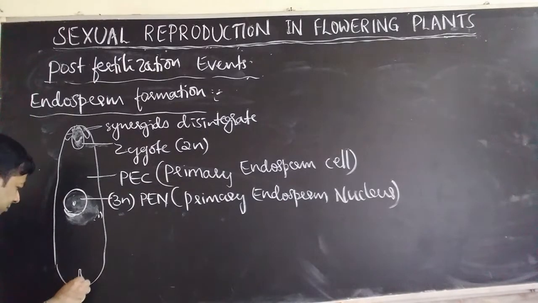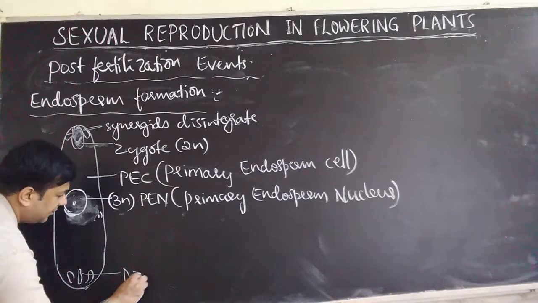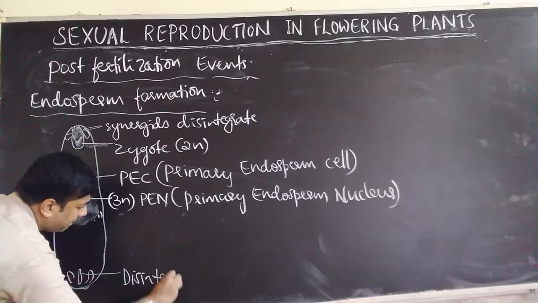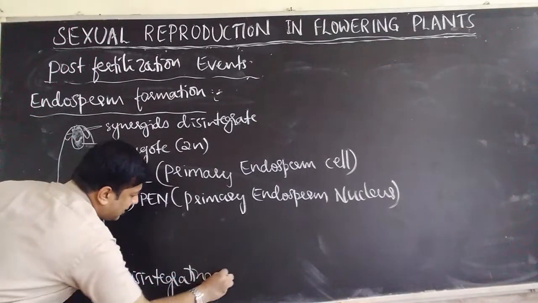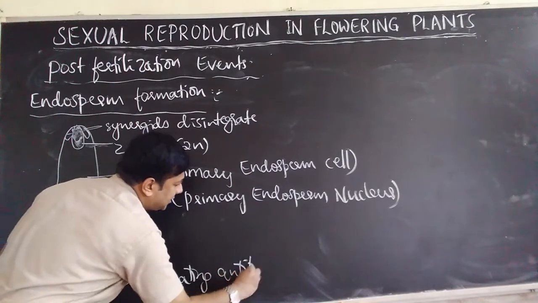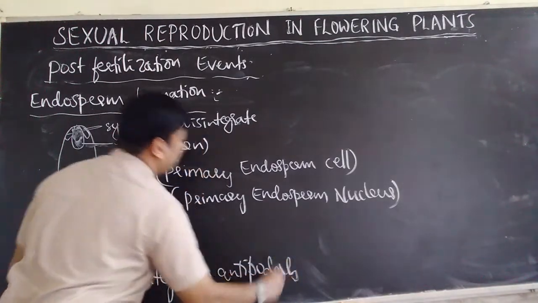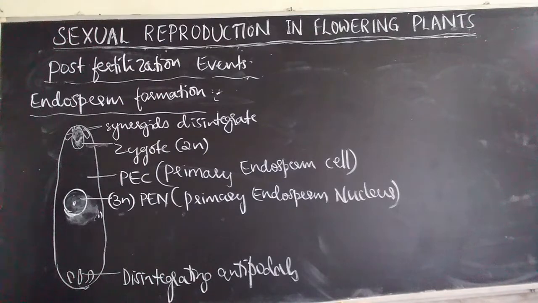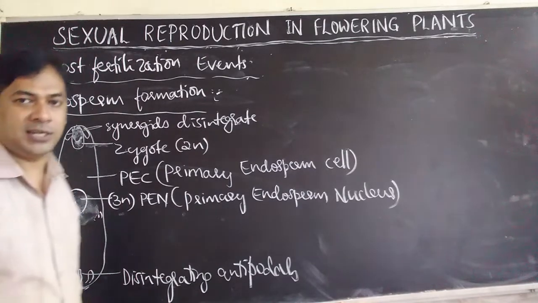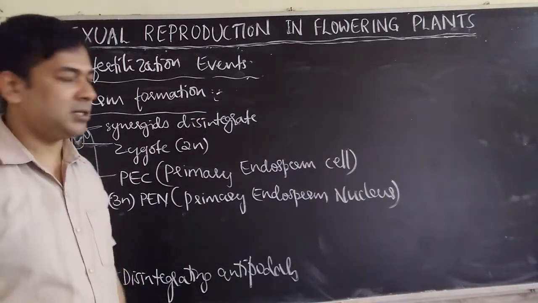Then here antipodal cells are there, they are disintegrating. This is after fertilization. Once fertilization is over, the egg becomes a zygote. This is a primary endosperm nucleus, and the entire cell is called the primary endosperm cell. Okay, do you remember? Yes.